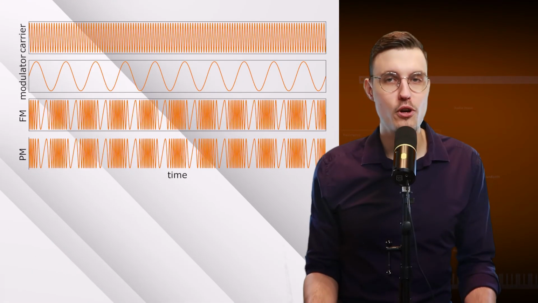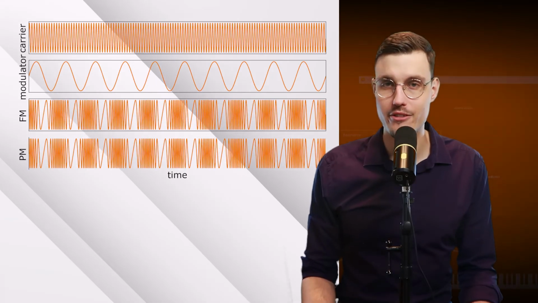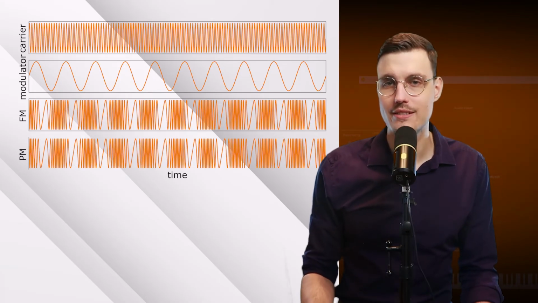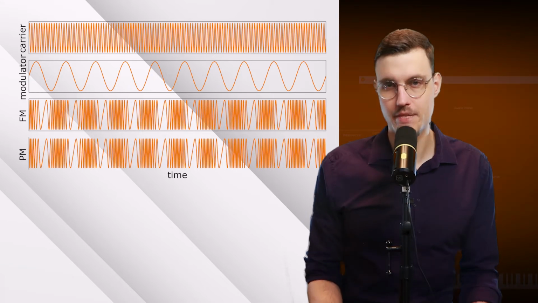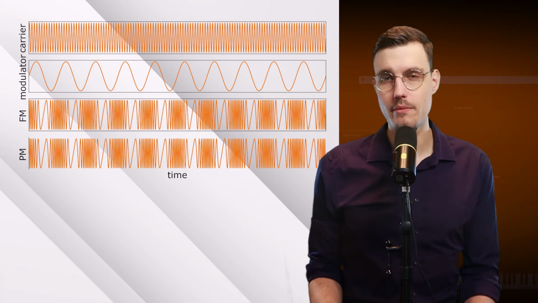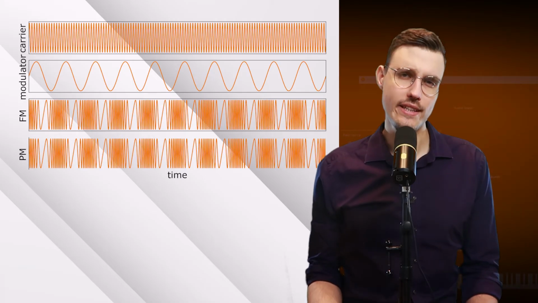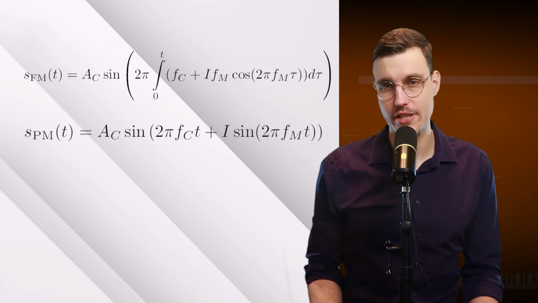To drive this point home, let's take a look at time domain plots of a carrier at 600 Hz, a modulator at 50 Hz, and the resulting FM and PM signals. As you can see, they are identical. Looking at FM and PM equations, you can tell that implementation-wise, it's way easier to use PM, and that's what we'll do for the remainder of this video.